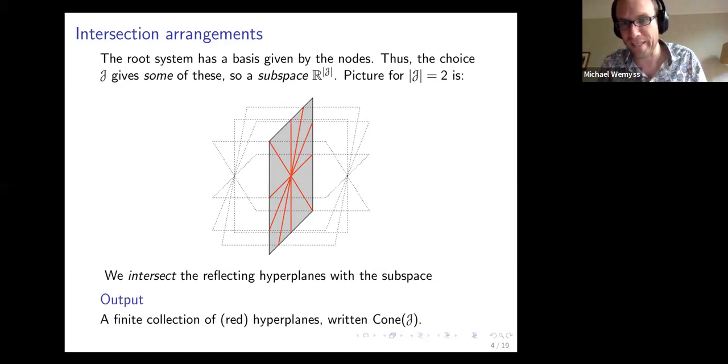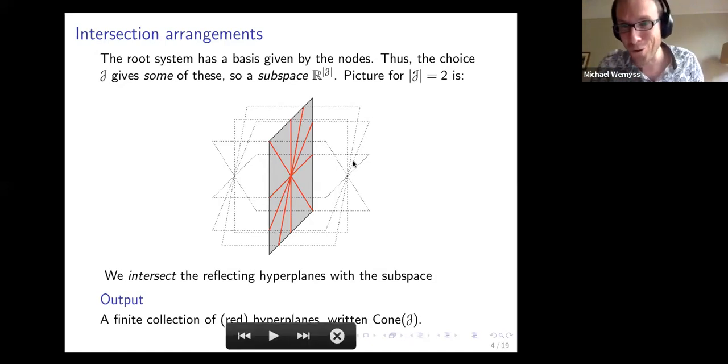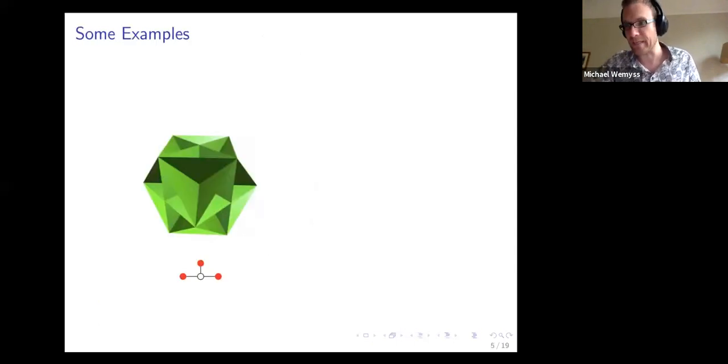And of course, the picture is two-dimensional, but the principle still applies for any subspace. I can take any subspace, I can still intersect. It's harder to draw, it's harder to describe, but I can still do it. Good. And it's written cone J because it depends on J. Good. So I'll give you some examples.